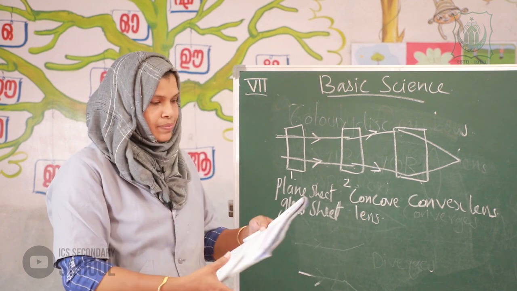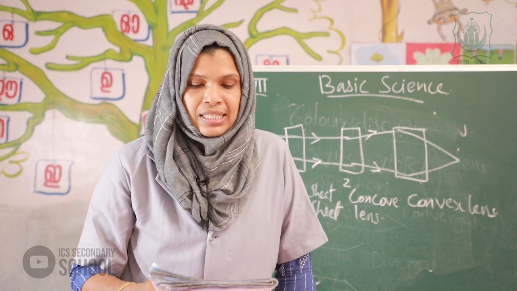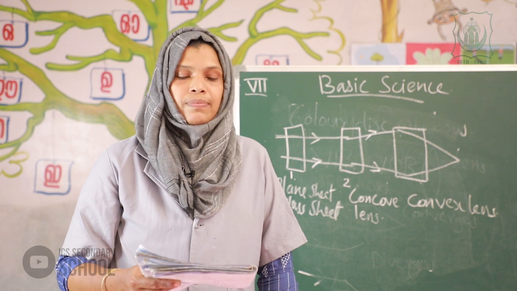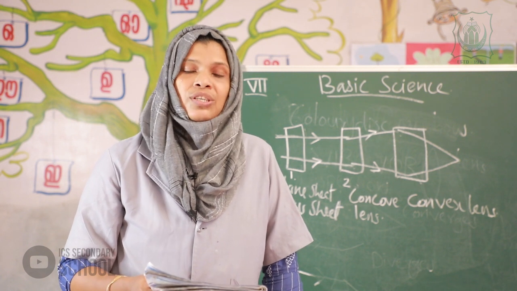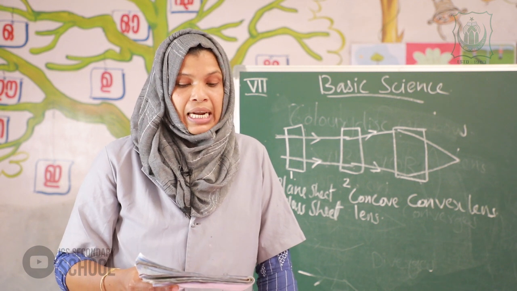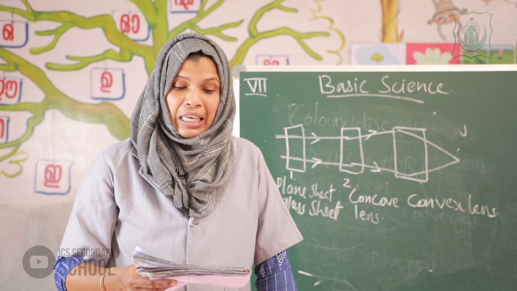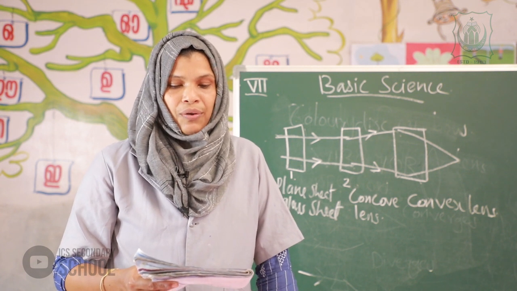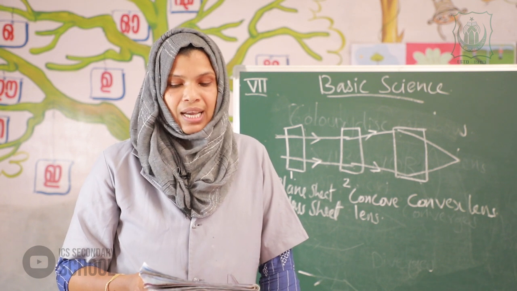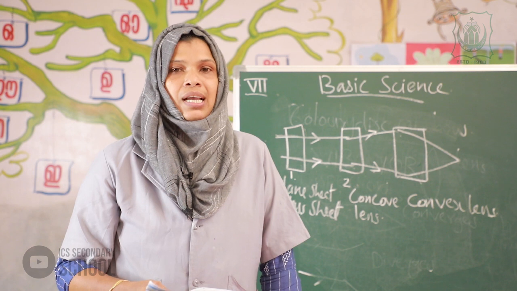Next, third question. Rewrite by arranging the second and third columns suitably to match the first column. First one, reflection; second, refraction; third, dispersion; and fourth, image. First one, reflection, opaque object, and third column, see object.